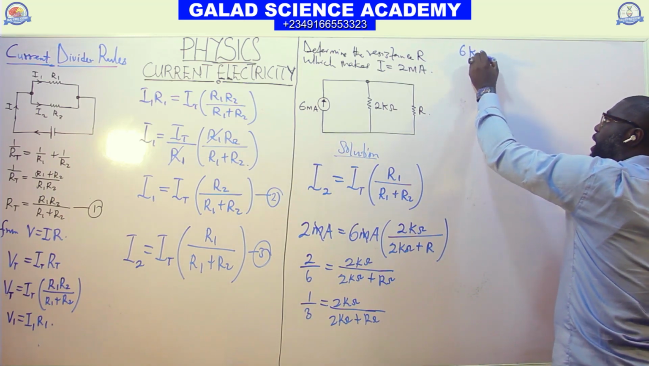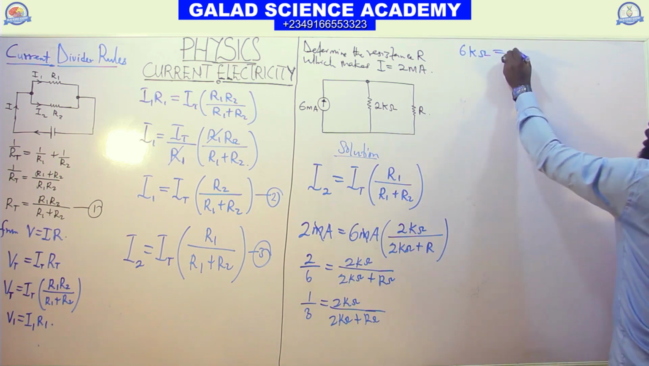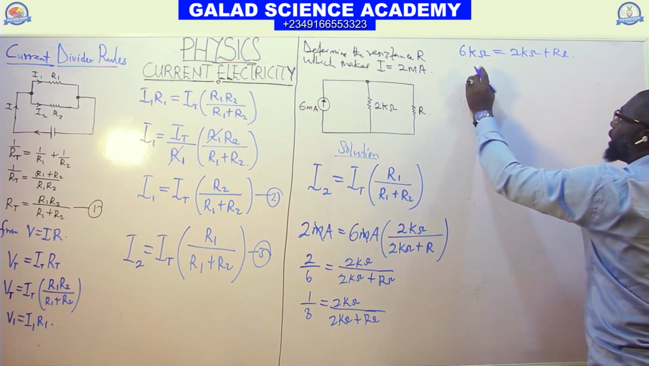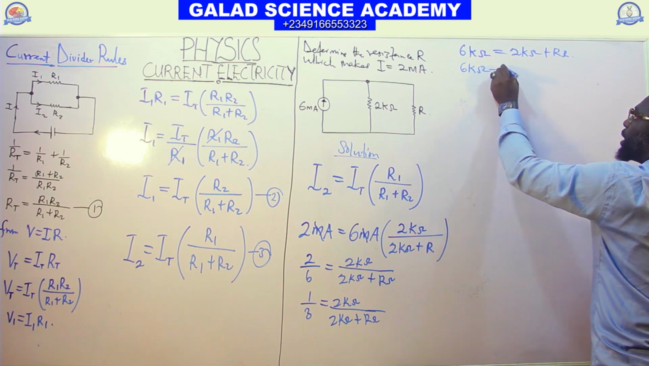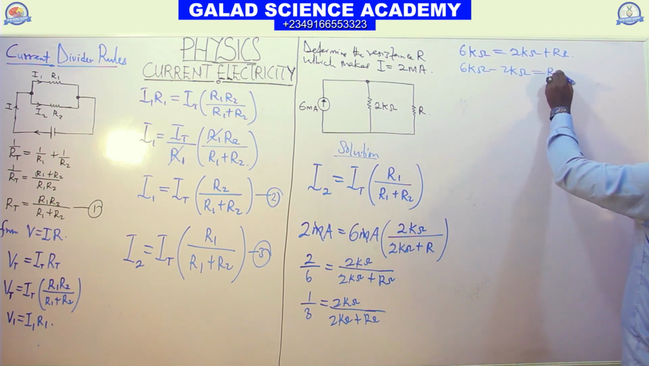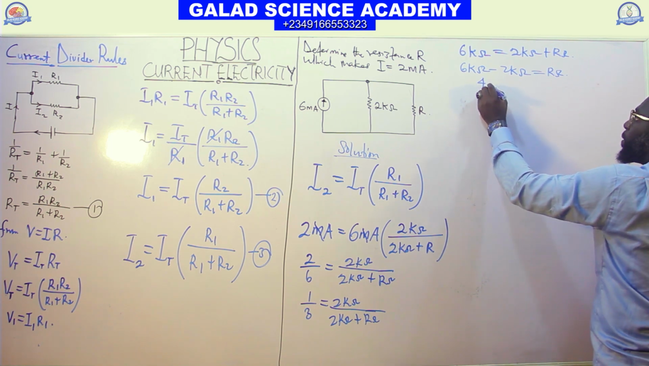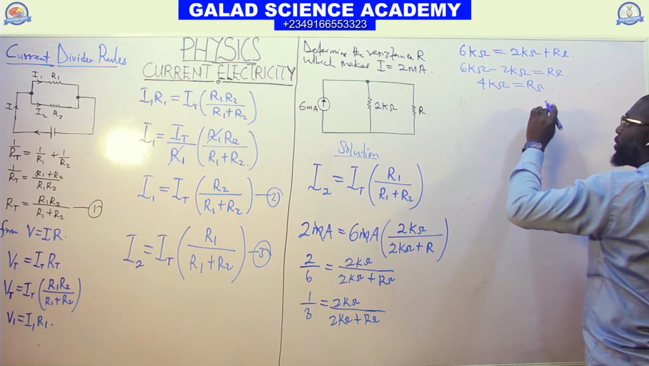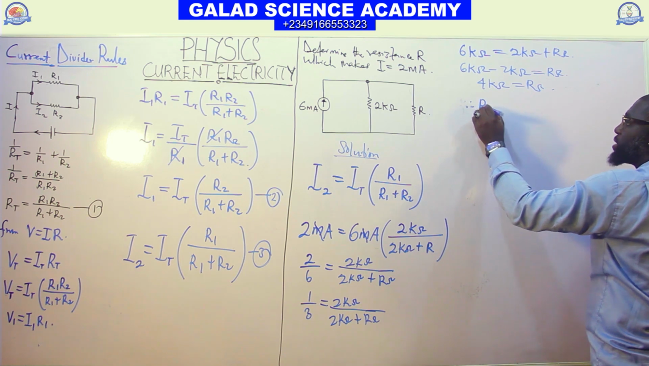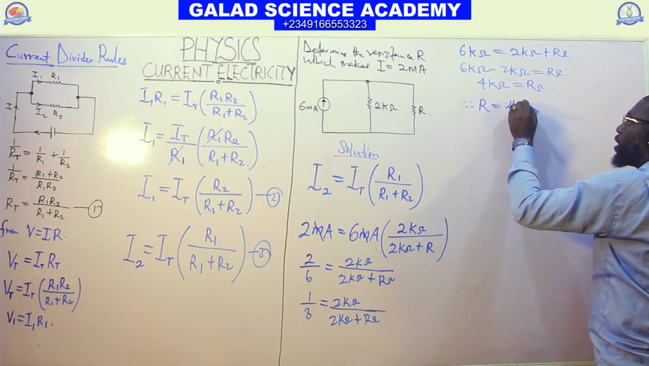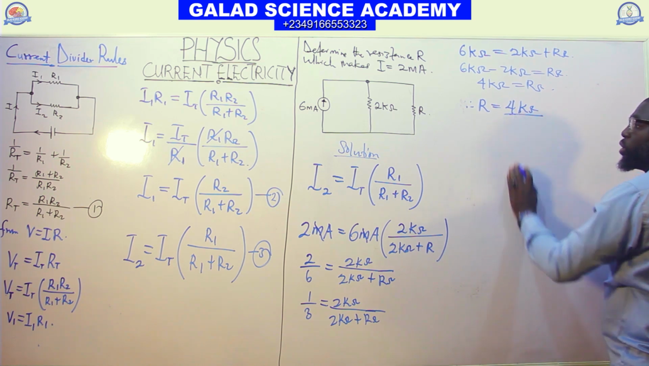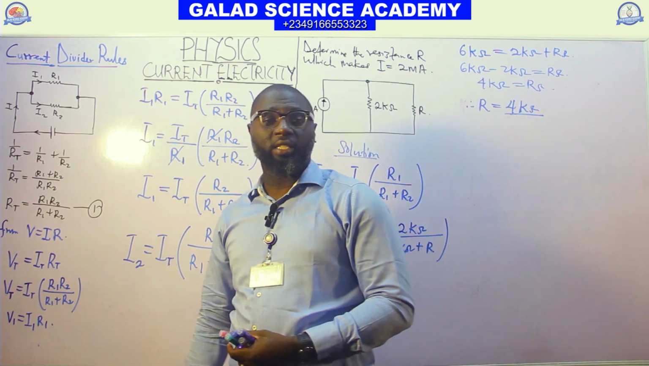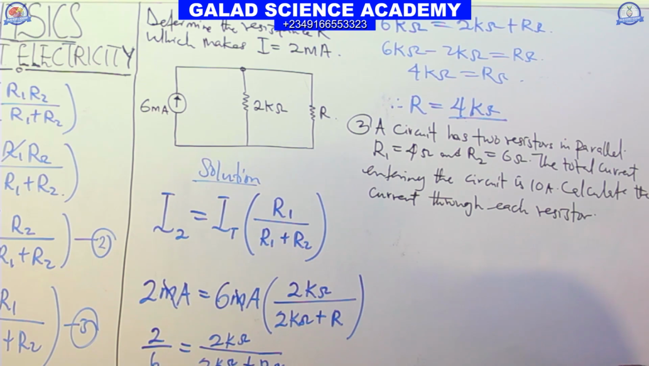We have 6k ohms equal to 2k ohms plus R ohms. Collect the like terms. 6k ohms minus 2k ohms equal to R in ohms. Here we have 4k ohms equal to R ohms. Therefore, our resistor will be 4k ohms. So that is how we use the current divider rule.